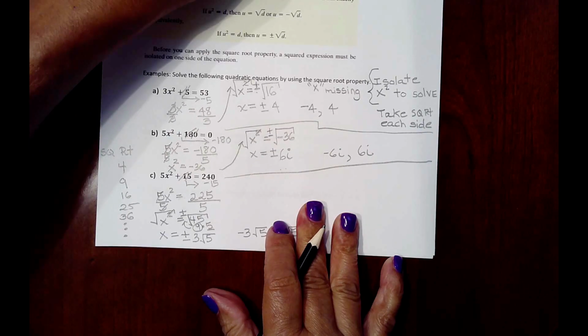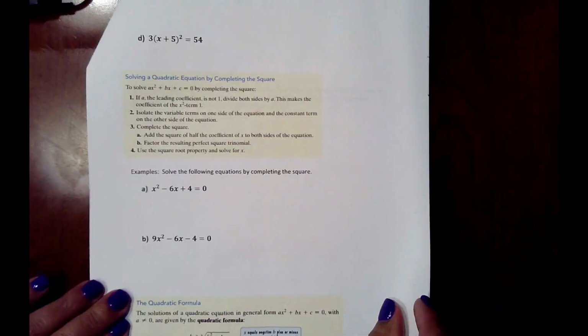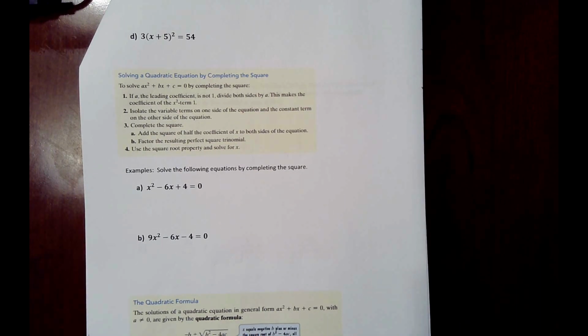Okay, moving to the next page. I'm going to stop after part D and then do the other 2 methods called completing the square, and then I'll attack solving the rational equations on the last page, and I'll do that in the second video. Let's just finish up part D for completing the square.